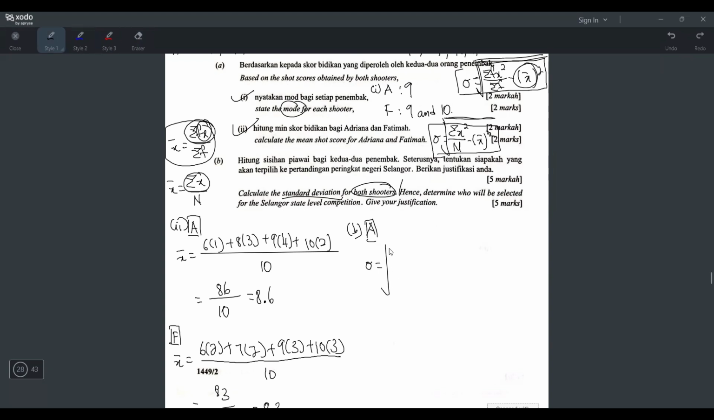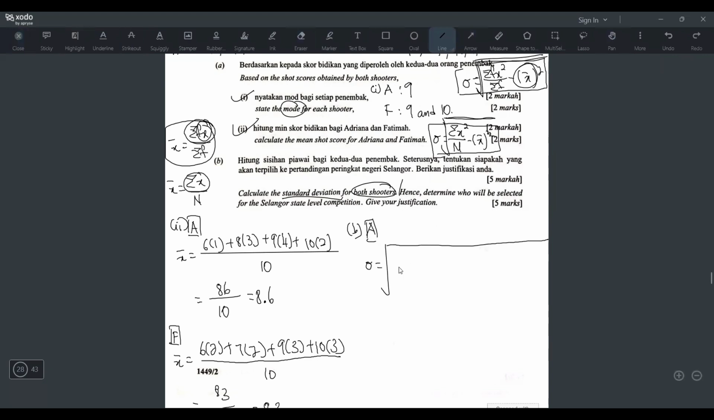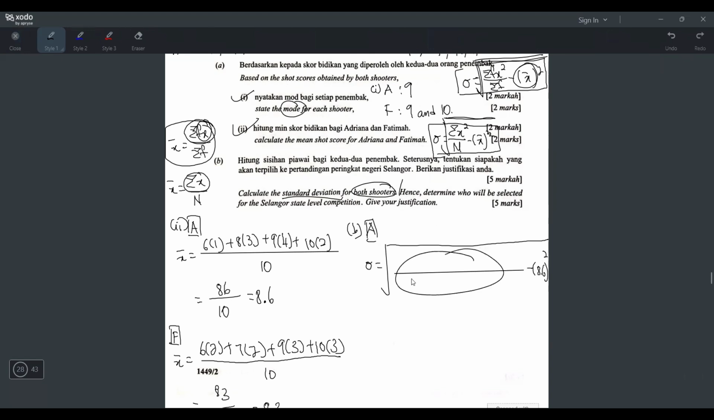Alright, so I'll open a big square root now. And what I have to write inside the square root, I just use the formula. Alright. Okay, don't forget later have to minus mean square at the back. So the mean for Adriana is 8.6. So later have to minus 8.6 square. Okay, now what I have to write here.